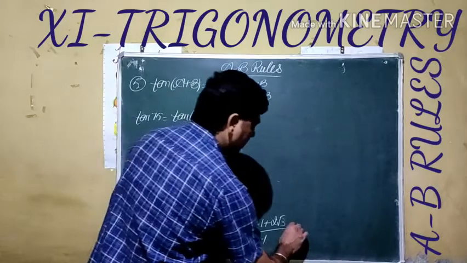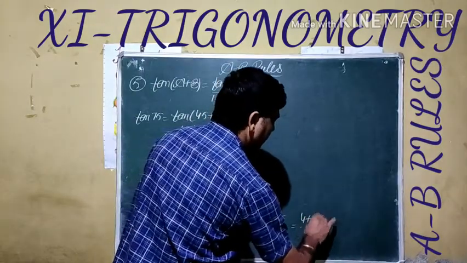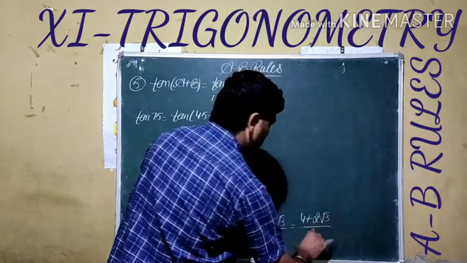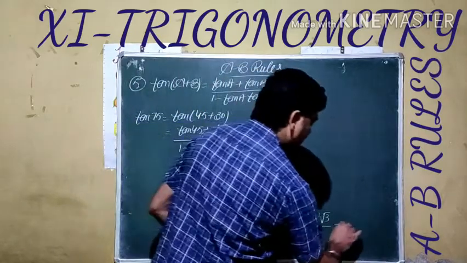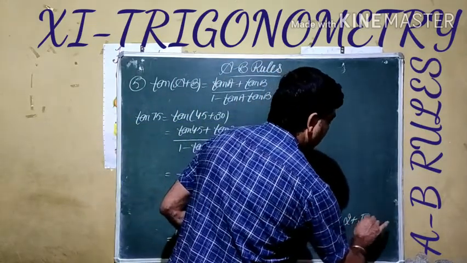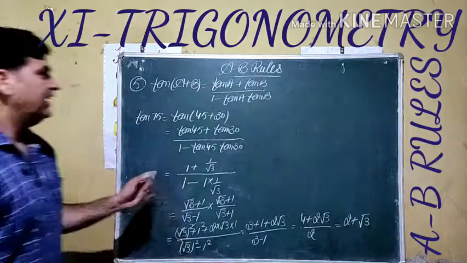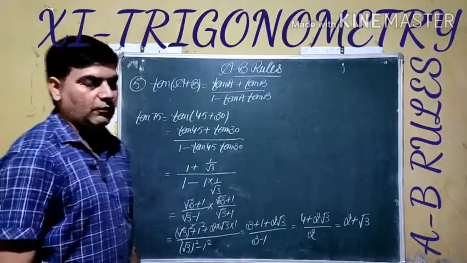It becomes 3 plus 1, 4 plus 2 square root 3, divided by 2. Dividing by 2, we get this. This is the value of tangent 75. In the same way, we continue with another rule of tangent.